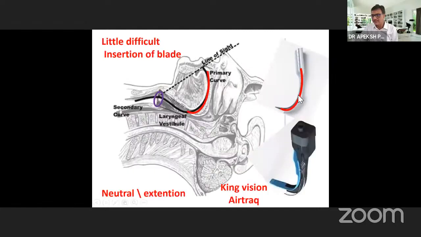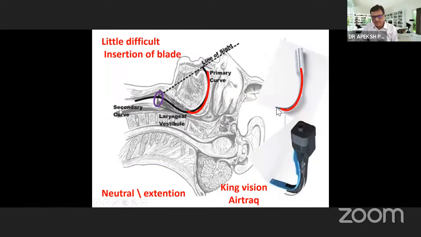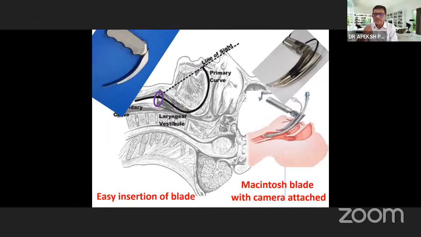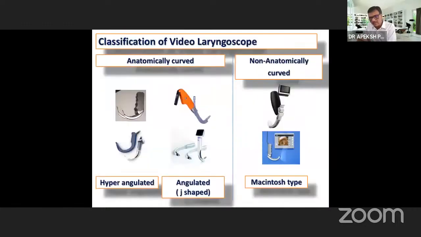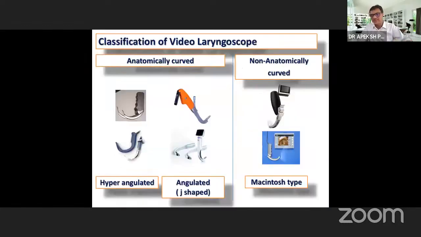To look at this angle, with J-shaped angulation like King Vision, it's a little bit difficult to insert the blade into the oropharynx. But if you use the hyperangulated blade, it's more difficult to insert the blade in the midline. But if you look, the Macintosh type video laryngoscope is easy to insert. So that is one reason insertion is a little bit tricky in video laryngoscopy in the midline compared to direct laryngoscopy or the Macintosh type of video laryngoscope. That increases the time to intubate the patient with the video laryngoscope.